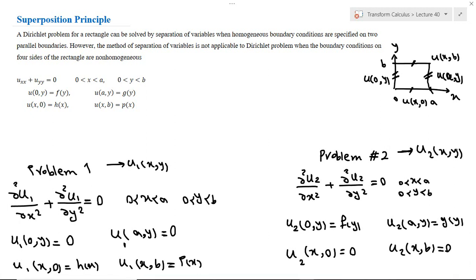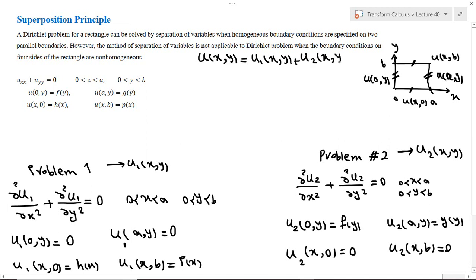But our goal is to find the solution of this boundary value problem. We assume that the solution is u of x and y, equal to u1 of x and y plus u2 of x and y. Why is this assumption valid? Because u1 of x and y satisfies the Laplace equation, and u2 of x and y satisfies the Laplace equation. As a result, based on the superposition principle, the summation of u1 and u2 satisfies the Laplace equation that you see here. So far we could satisfy the partial differential equation.